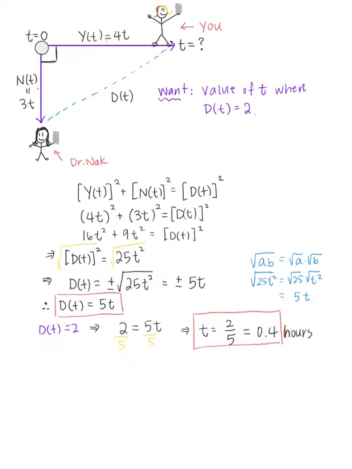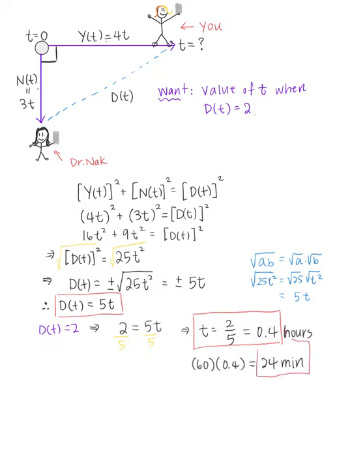When the distance between us is going to become 2 miles. Now, if you want to convert 0.4 hours in terms of minutes, then all you have to do is take 60, because there are 60 minutes, right? 60 minutes multiplying here by 0.4, which is going to give us 24 minutes.